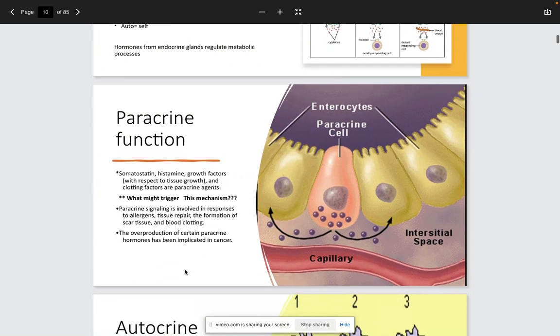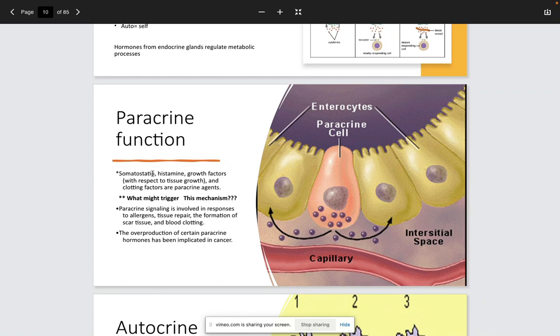Again, here is just an example of paracrine signaling. This is a paracrine cell, and as you guys know, para means beside, so it's affecting these neighboring cells right here. Some examples of hormones that use paracrine signaling are somatostatin, histamine, growth factors, things like that. I don't expect you guys to know what somatostatin, histamine, and growth factors are at this point. I'm just giving you examples that you guys will cover later on.